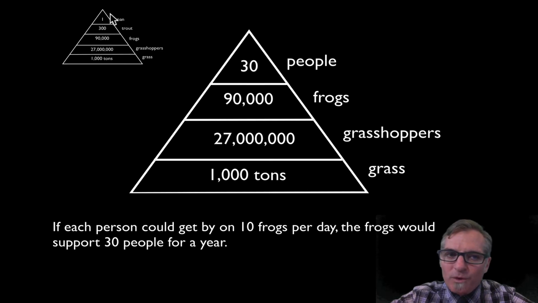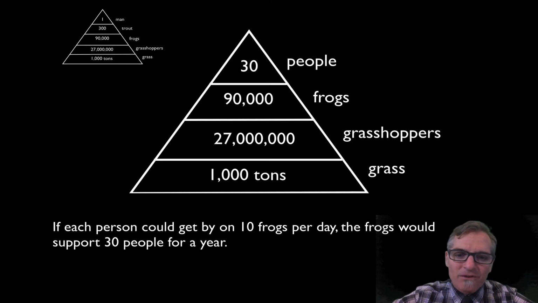So we've gone from supporting one person to now 30. How did we do that? We removed one of the trophic levels, and we saved all that energy that would be wasted. So let's take this a little further now.